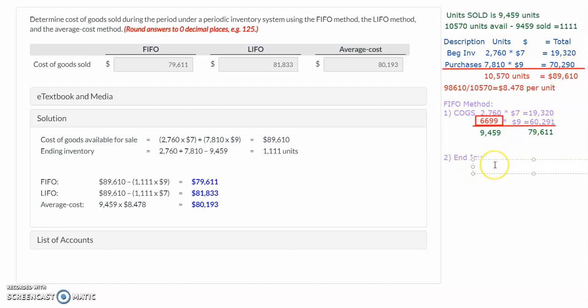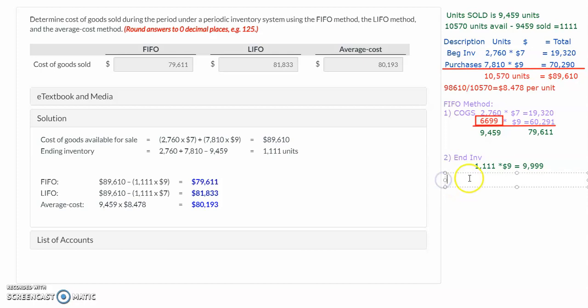So if your ending inventory is going to be 1,111 units, you purchased that inventory. Your most recent purchase was at $9. You're going to get to your ending inventory balance. So that's going to be your $9,999. Okay? And I like to do one additional step, and this is really for checking your work purposes, right?